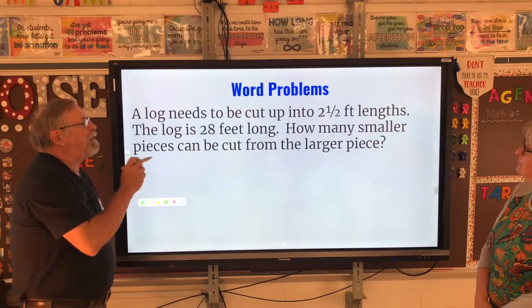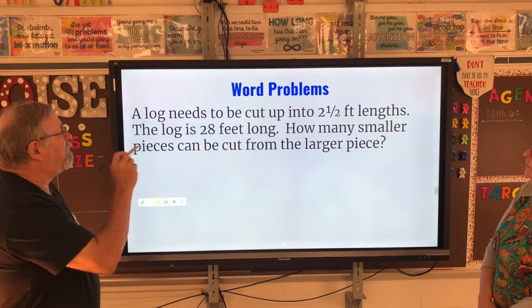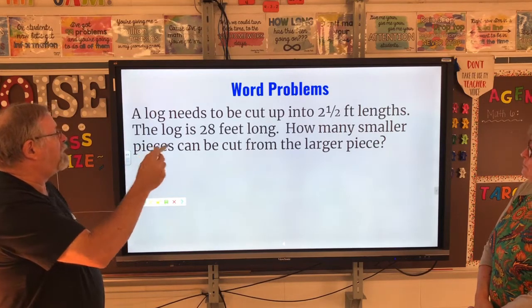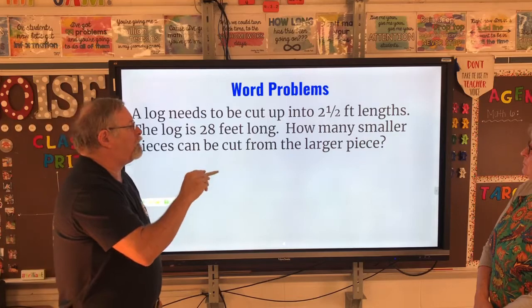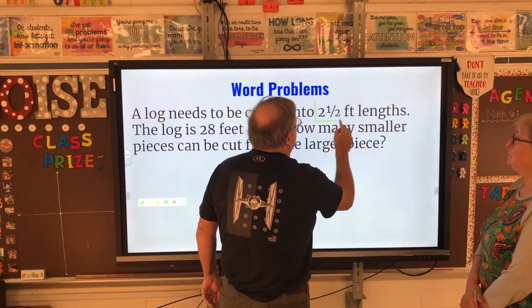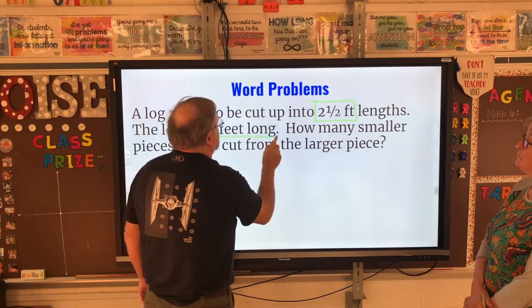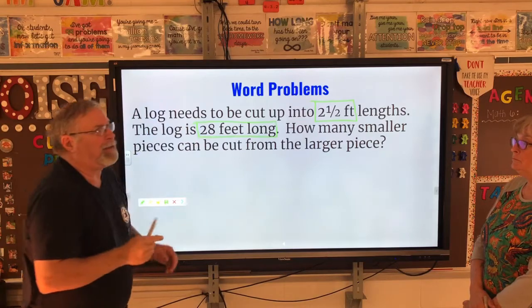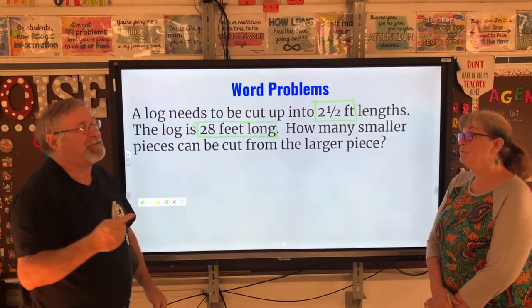So a log needs to be cut into 2.5 foot lengths. The log is 28 feet long. How many smaller pieces can be cut from the larger piece? In other words, how many of these can I get out of this? So to me, I'm trying to get parts out of a whole. That sounds like division to me.